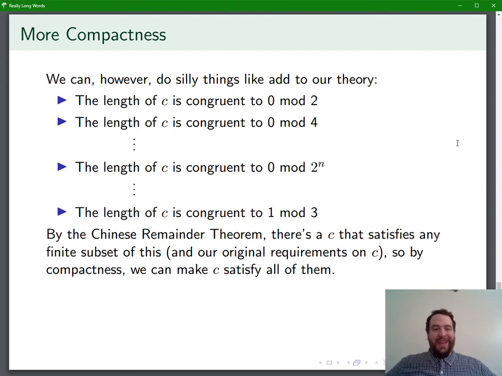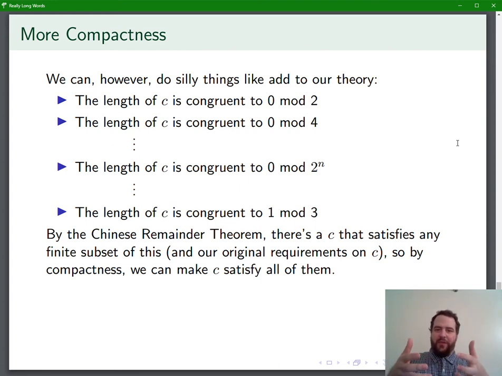And you can do some really silly things with this using compactness, because we can talk about lengths being congruent to 0 modulo whatever or 1 modulo whatever. We can add some really silly things into our theory using compactness. So let's add on that the length of C is congruent to 0 mod 2, and the length of C is congruent to 0 mod 4, and dot dot dot, and the length of C is congruent to 0 mod 2 to the n for every n, so that's an infinite number of formulas. And then we'll also add in the formula that the length of C is congruent to 1 mod 3. And this is a really kind of silly thing to do, right?